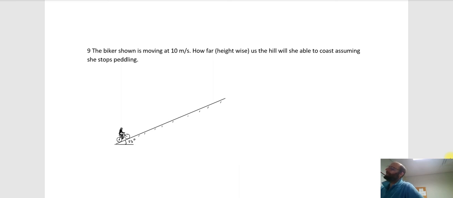Okay. So at the location shown, this bike is moving at 10 meters per second. Now, if the person starts kind of coasting up the hill, well, you know what's going to happen. They're going to kind of slow down and eventually stop. I'm just going to use a dot there to represent the bike. And this is a classic kinetic energy to potential energy situation.